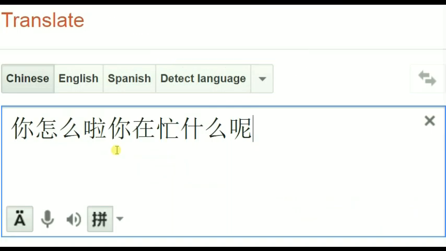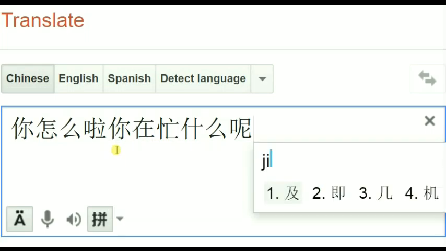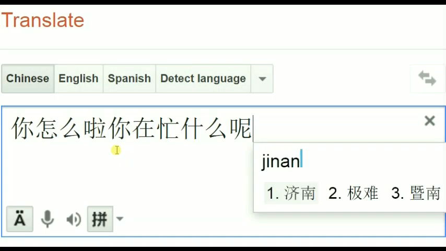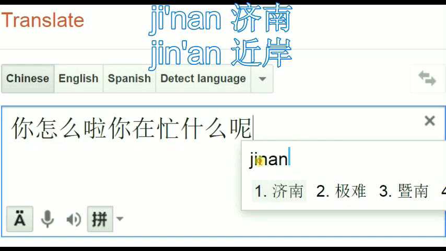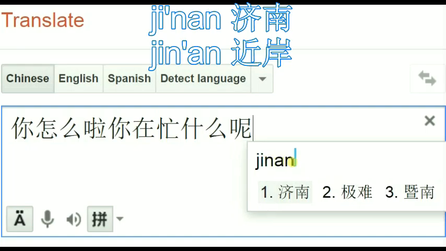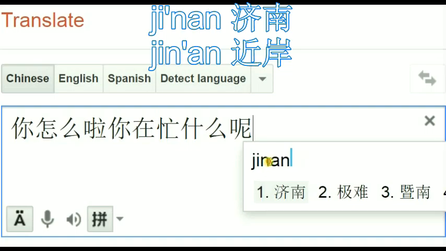Okay. One thing you need to know is when you type the word J-I-N-A-N, now you can see J-I can mean one character, N-A-N can also mean another character. You think about the other way. J-I-N can mean one character and A-N can mean another character. So in this case, it's vague.